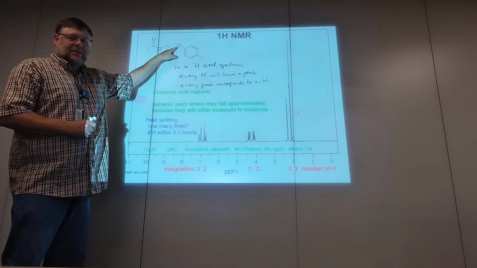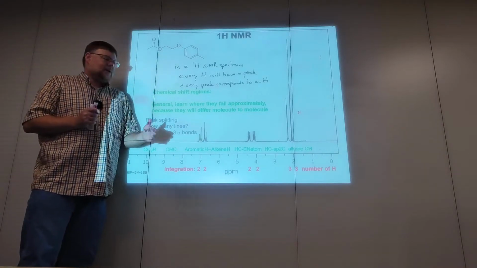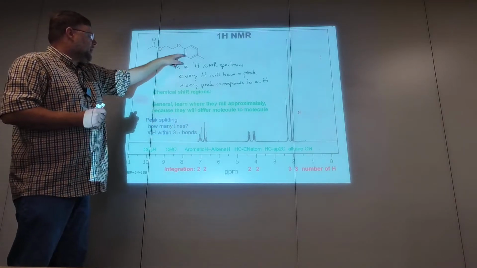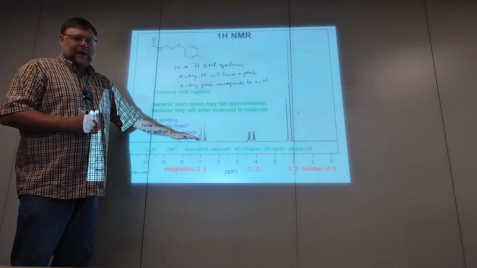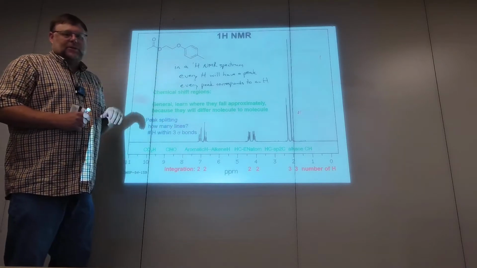We're not going to see this oxygen. The oxygen's not going to have a peak. We can infer the oxygen from what the peak looks like. So every proton in this molecule has to have a peak in the NMR spectrum. Every peak has to correspond to a proton.